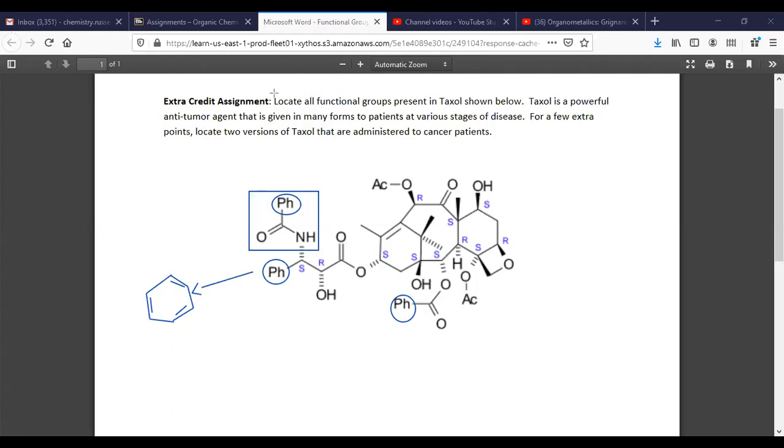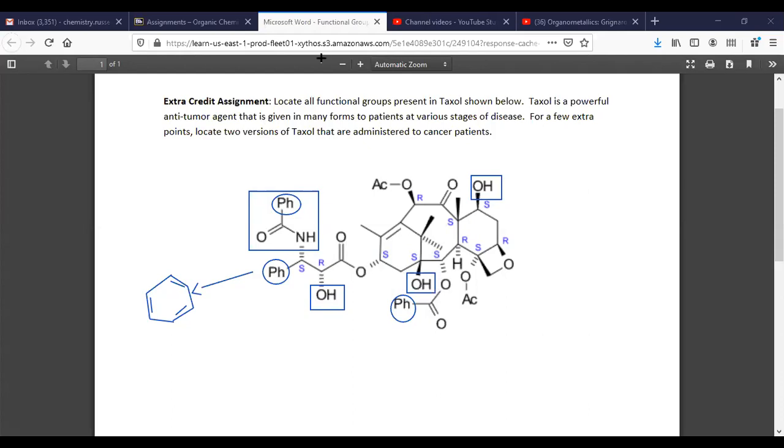Good. What about here? Alcohol. Yes, that's great. It's alcohol, and so is what? This and this. Yes. How do I know it's not a carboxylic acid? Because there's no double bond. It's not connected to a carbonyl.